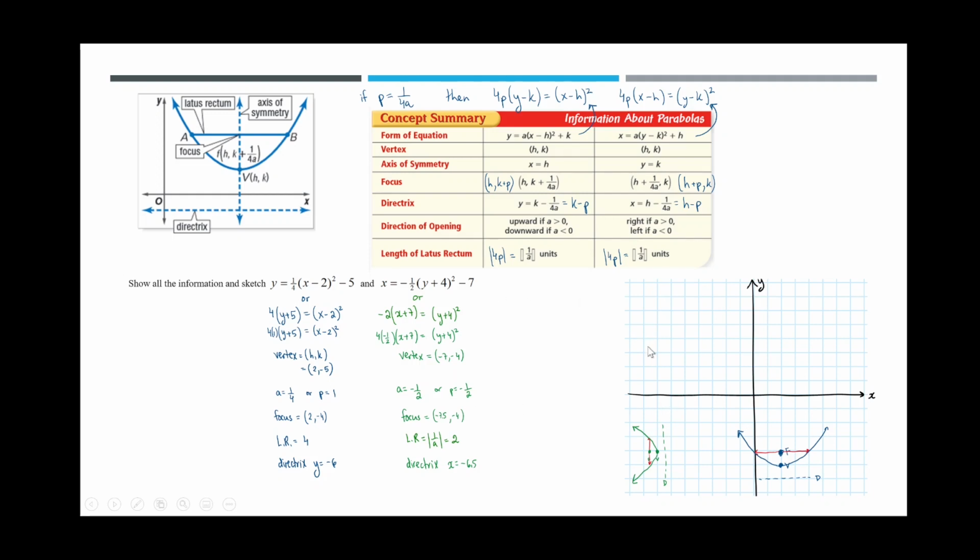So this is what you would be required to do to be able to state different things about the parabolas as well as sketch them using this information from conic sections.